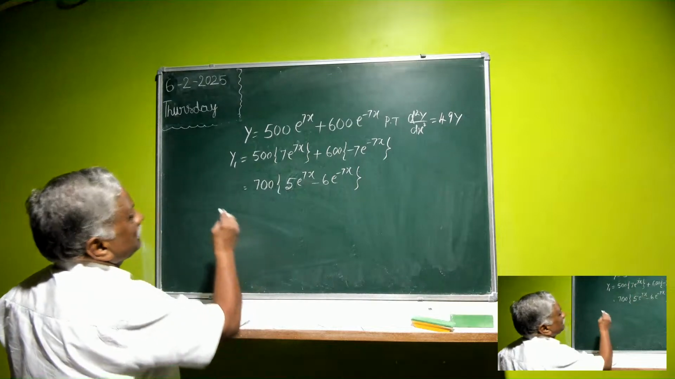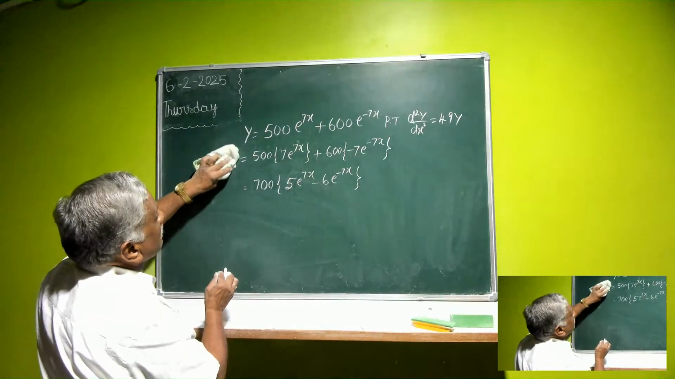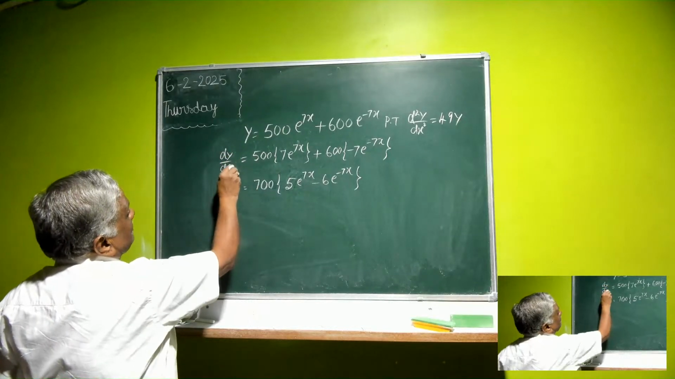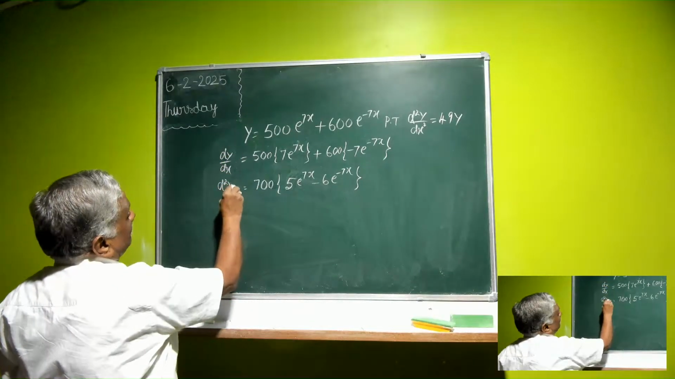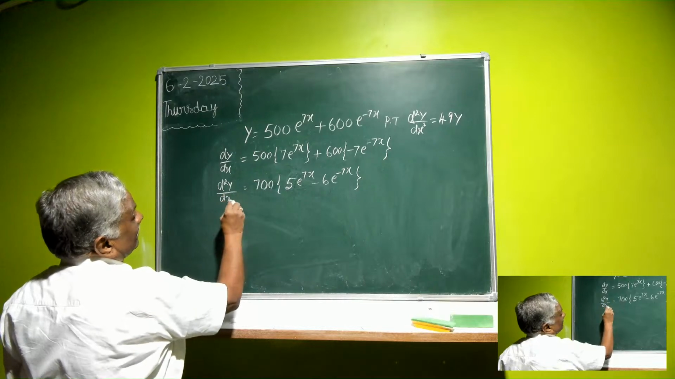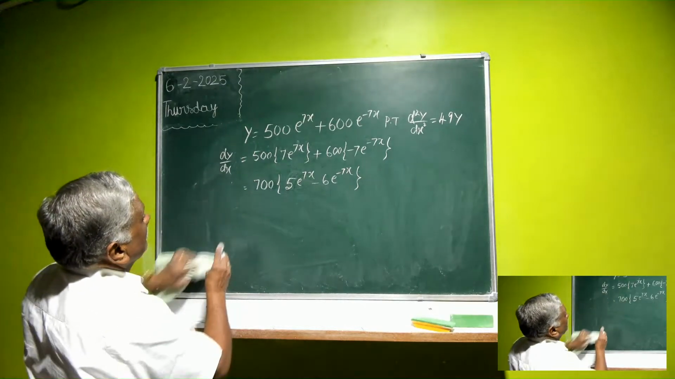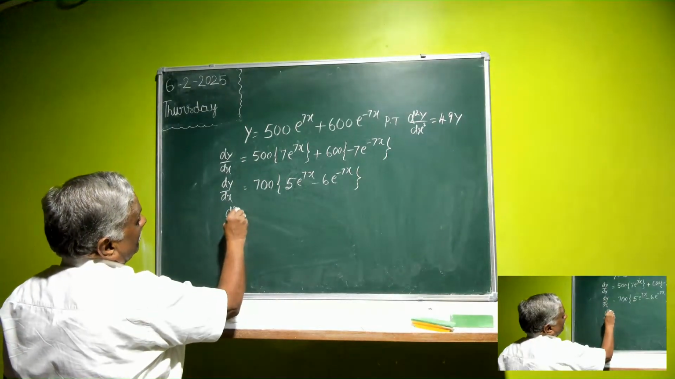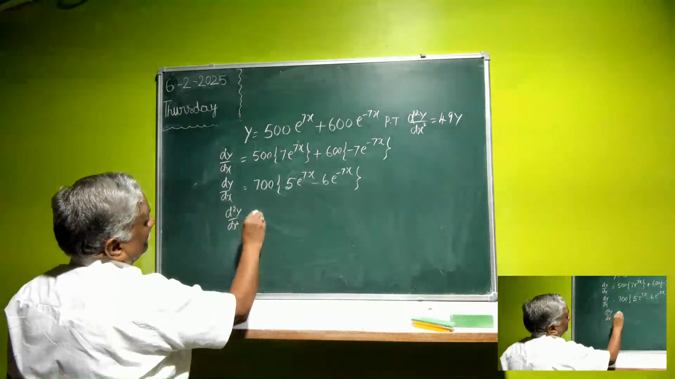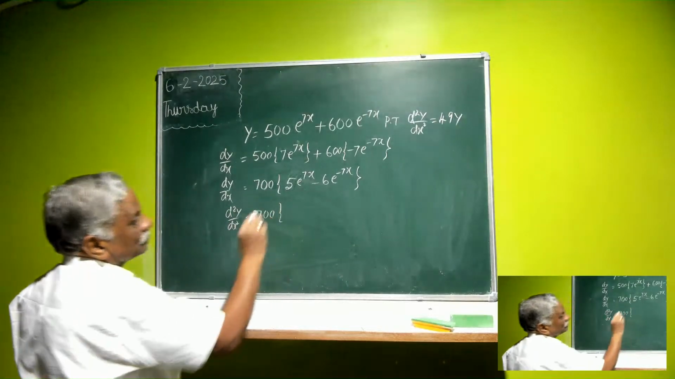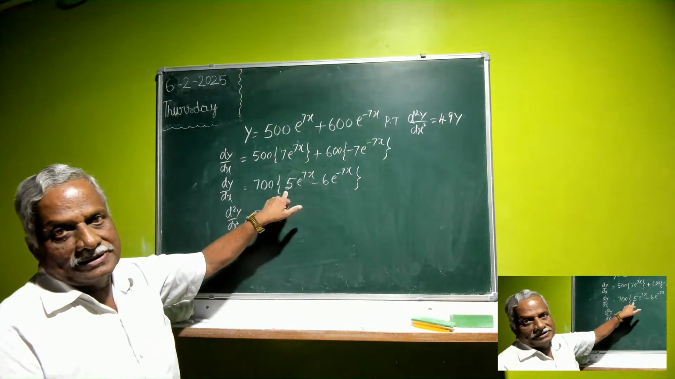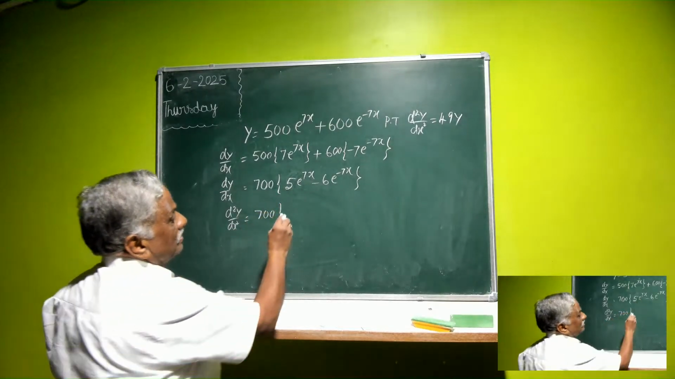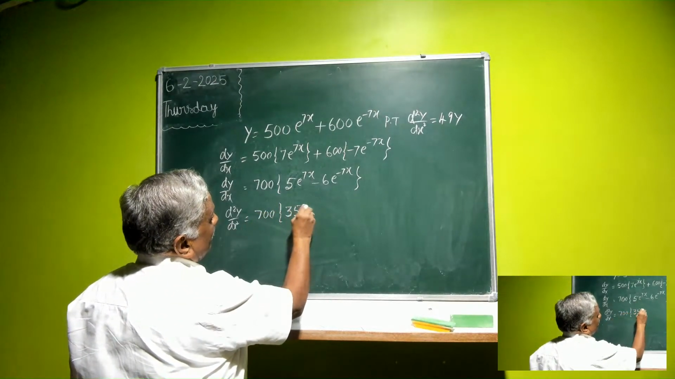Now I will go for second differentiation. So here let us not use y1 because they are given in the form dy by dx. So let us call it dy by dx. Let's go to the second derivative. d square y by dx square. This is dy by dx on simplification. 700 is common. 5 is common. Differentiating e to the power of 7x gives 7 e to the power of 7x. Therefore 35 e to the power of 7x.